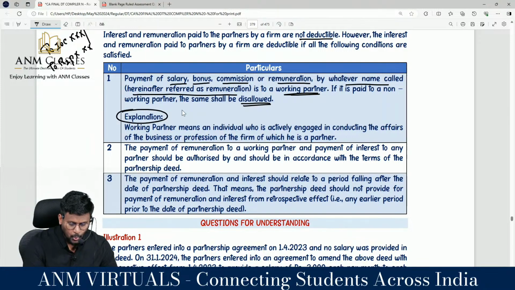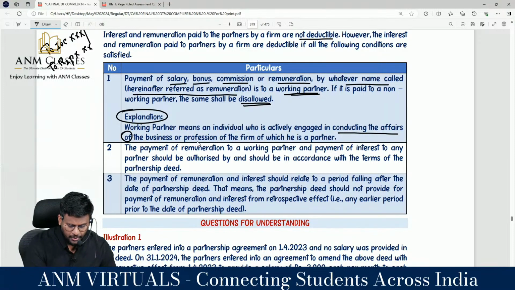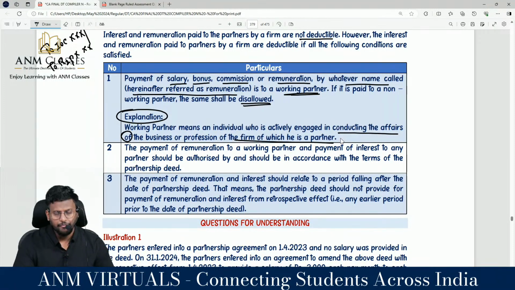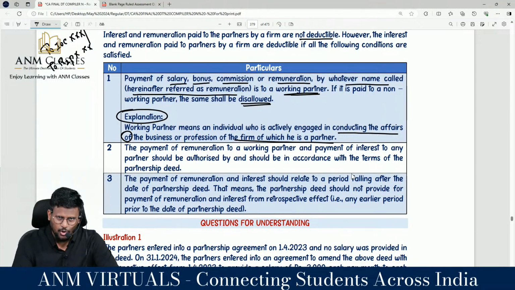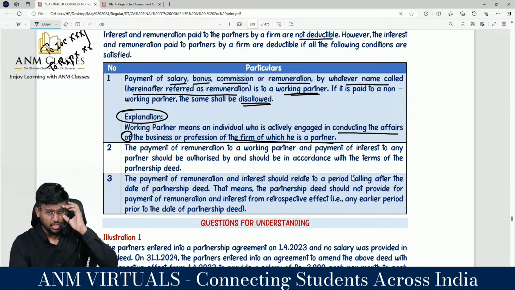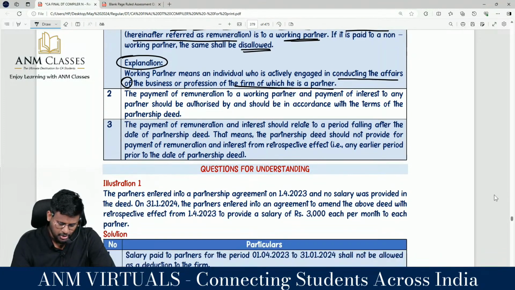Explanation. Working partner means an individual who is actively engaged in conducting the affairs of the business or profession of the firm of which he is a partner. Who is running that business, that person is called a working partner. Is the partnership firm paying remuneration to that working partner? Then that can be debited to the P&L account and can be claimed as a deduction, my dear lovable students.